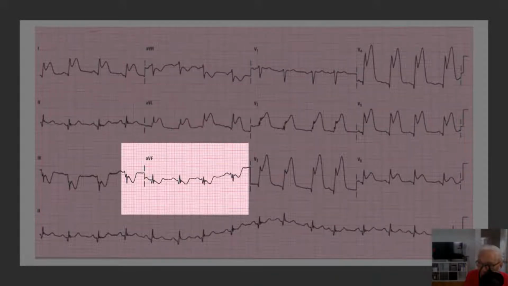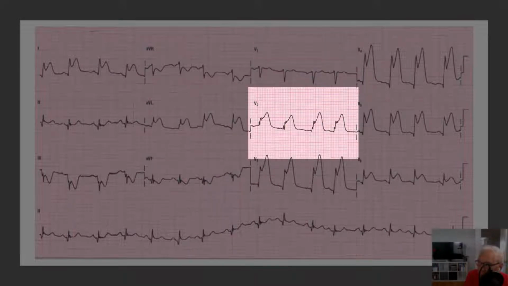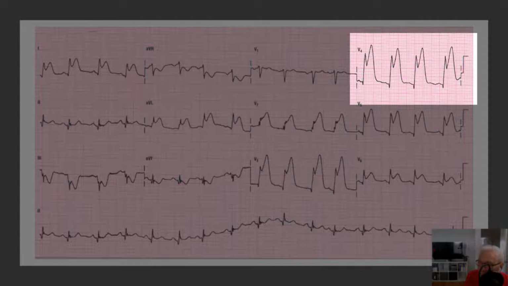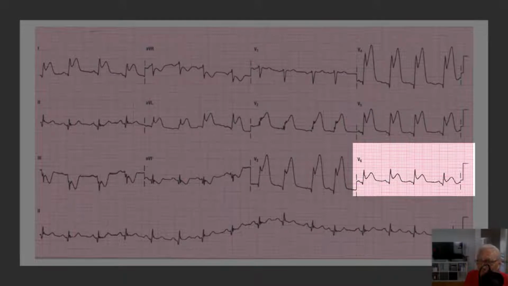AVF is depressed. V1 is normal. V2 is elevated. V3 is elevated. V4 is elevated. V5 is elevated. And V6 is also elevated.